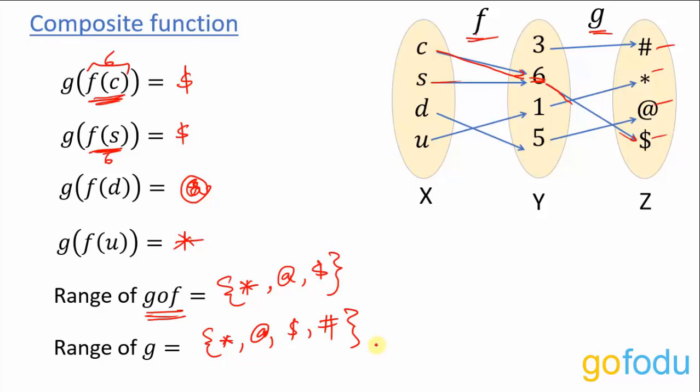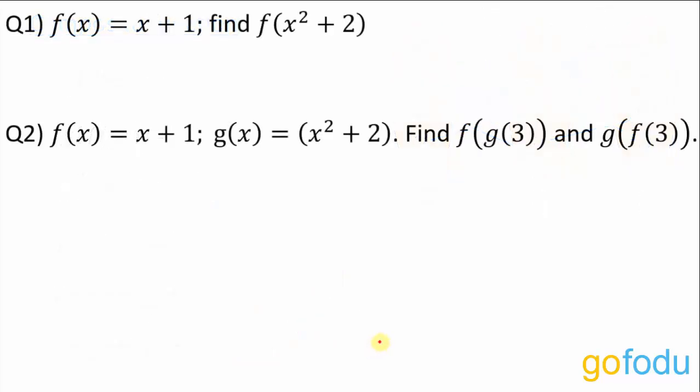Now let's solve a few questions. f of x is equal to x plus 1. We have to find f of x square plus 2. Let's say we have to find f of 1. So we'll put 1 in place of x here, and on the right hand side as well we will put 1 in place of x. So f of 1 will come out as 1 plus 1, that is 2. If we had to find f of 2, we'll put 2 in place of x, and on the right hand side also we'll put 2 in place of x, and we'll get 2 plus 1, 3.